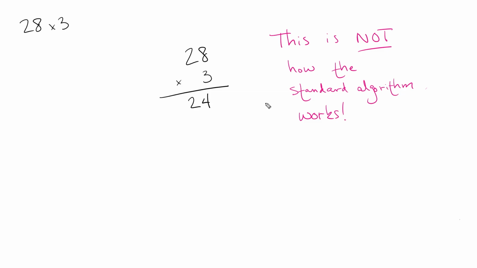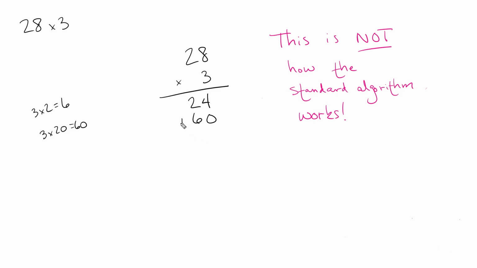Next, I need to multiply the digit I'm working with, this 3 in the bottom number, by the digit in the tens place of the top number, which is 2. I know that 3 times 2 is 6, but remember that this 2 is really a 20. I'm multiplying 3 by 20, which equals 60. So what I write below the 24 is the number 60, being careful to line up my place values.